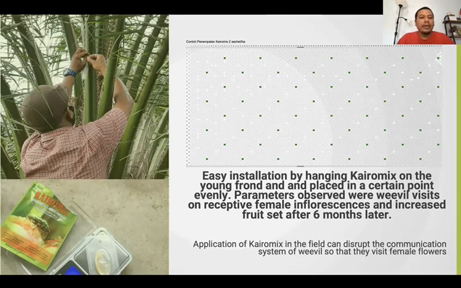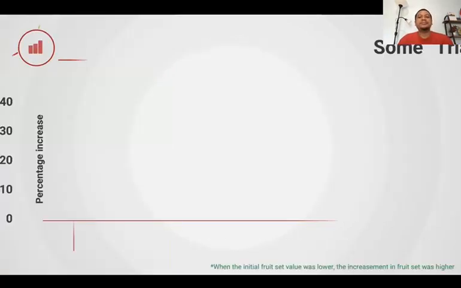Application of Kairomix in the field can disrupt the communication system of the weevil so that they visit female flowers. The weevil will think that there are male flowers everywhere, but they are wrong. So it is likely that before looking for another male flower, they will first stop at a receptive female flower, and then pollination efficiency can be greater.